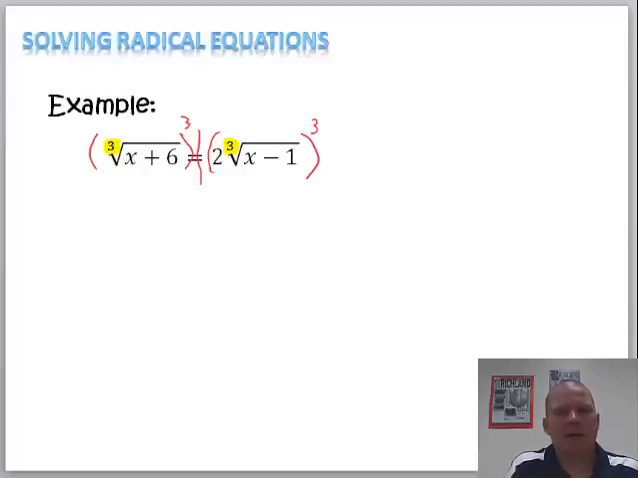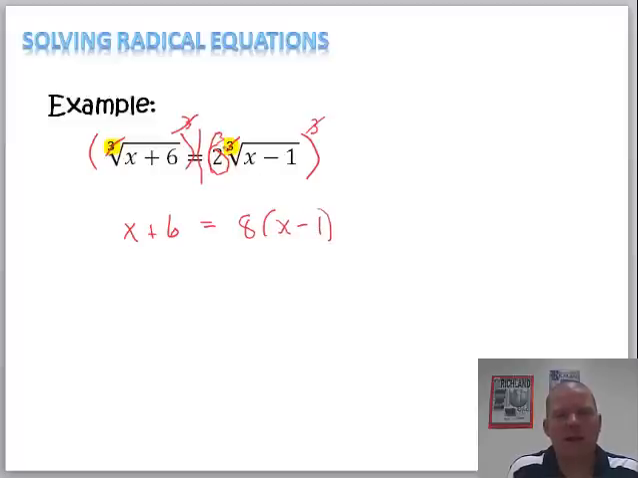And when I cube both sides, on this side the cube and the cube root cancel, and it gives me x plus 6. On the right side, now notice, this cube will go to the 2 and the cube root. So I have to cube the 2 as well as cubing the cube root part. So 2 cubed is 2 times 2 times 2, which is 8. And I have to multiply that by, after I take the cube of the cube root, x minus 1.